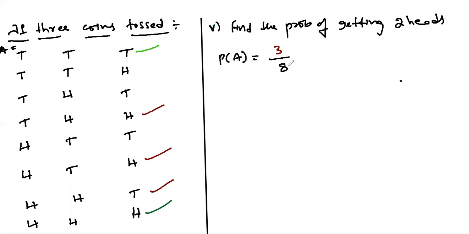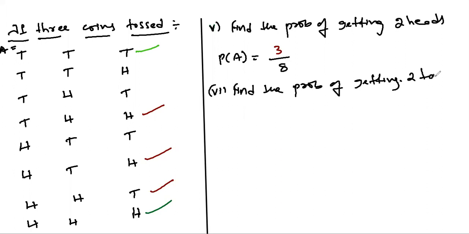So getting 3 out of 8. Next, sixth. Find the probability of getting two tails. P of A is equal to, total is 8. Now getting two tails. 1, 2, 3. 3 out of 8.